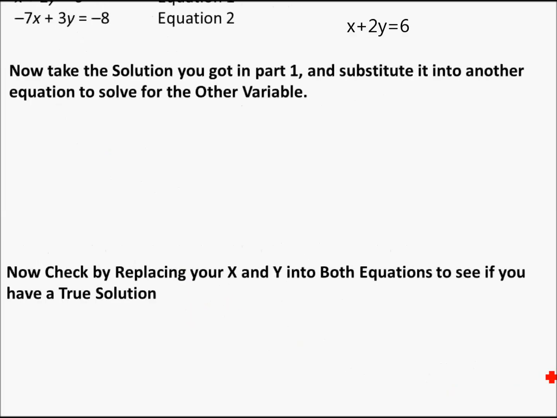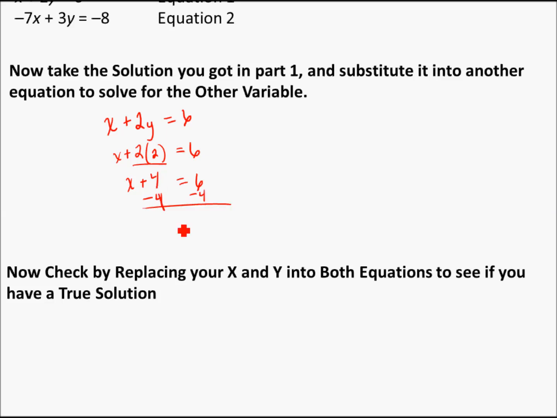So let's do that. Let's look at the equations. We had x plus 2y equals 6 and negative 7x plus 3y equals negative 8. So let's substitute it in. We had x plus 2y equals 6. We know x plus 2 times 2 equals 6. 2 times 2 gives me 4. x plus 4 gives me 6. Subtract 4 on each side. x is equal to 2.